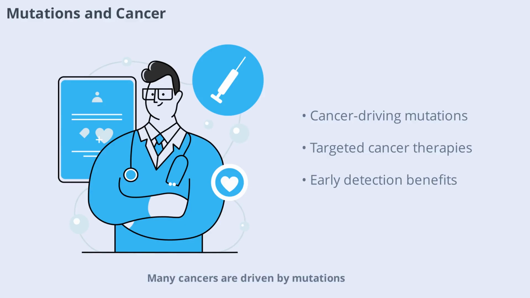Many cancers are driven by mutations that disrupt normal cell growth and division. These mutations can be inherited or acquired during a person's lifetime. By studying the specific mutations involved in cancer, researchers can develop targeted therapies that attack cancer cells while sparing healthy ones. Early detection of cancer-related mutations can also improve prognosis and guide treatment decisions.